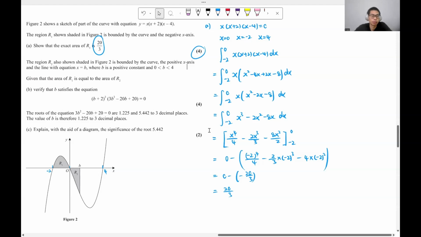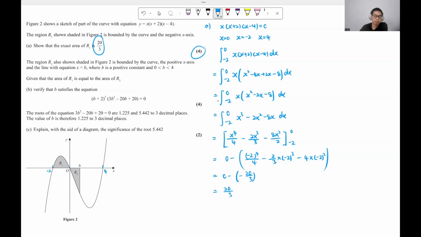And then the region R2, also shown shaded in figure 2, is bounded by the curve, the positive x-axis, and the line with equation x equals b, where b is a positive constant between 0 and 4. Given that the area of R1 is equal to the area of R2, part B: verify that b satisfies the equation (b plus 2) squared times (3b squared minus 20b plus 20) equals 0.